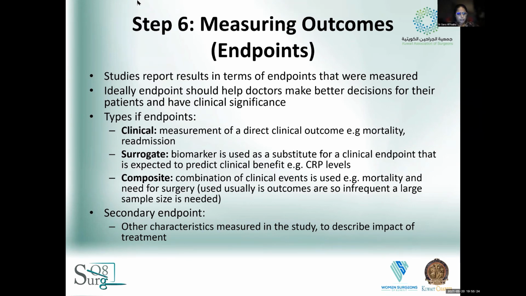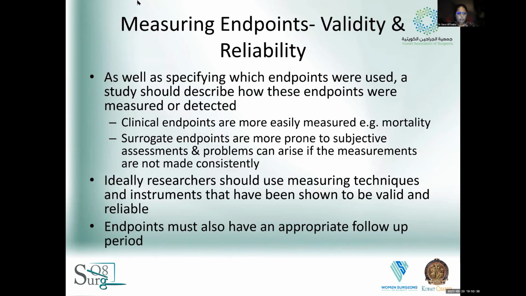And last point is you can also have secondary endpoints. So you have a primary endpoint or outcome, and then you have secondary. So there are other characteristics measured in the study to describe the impact of a treatment. And when you're looking at endpoints, you're assessing the validity and the reliability of the endpoints. So as well as specifying what are the endpoints I'm going to use, you should describe how you measure those endpoints and how you detected them.